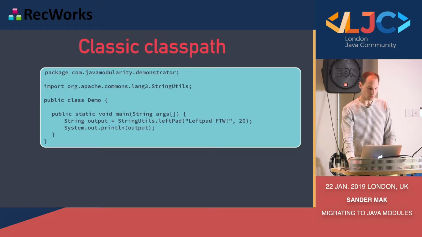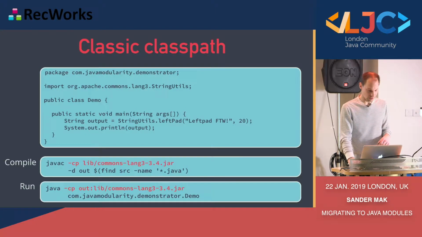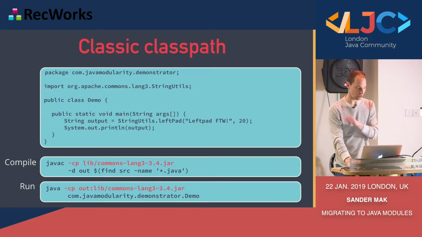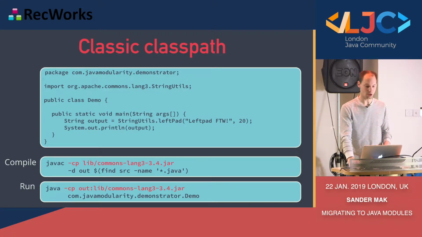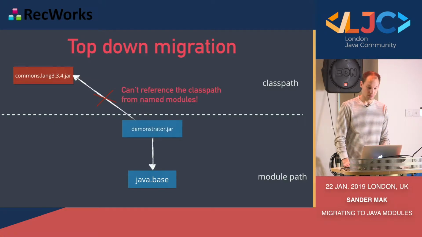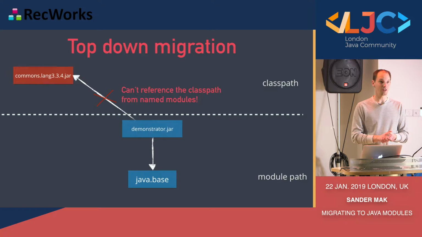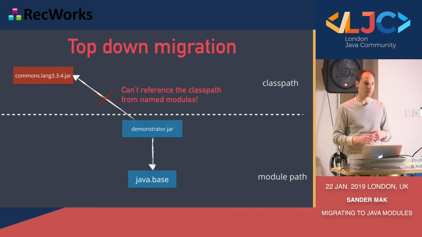And what we want to do is we want to modularize this demonstrator application. We want to turn this demonstrator jar into a module. And well, now we just compile this on the class path, right? We put the commons lang jar on the class path, we compile our class and we run it. This is the old situation, but we want this demonstrator jar to become a module. But that's a problem, because then we would need to add a module descriptor to this demonstrator jar, and we need to somehow reference our dependency.